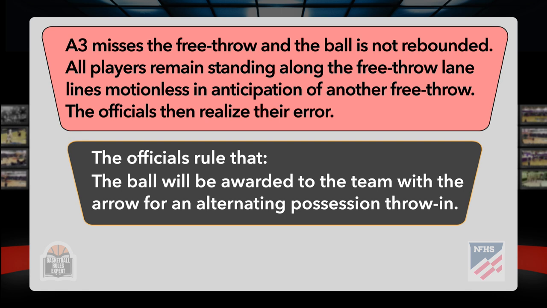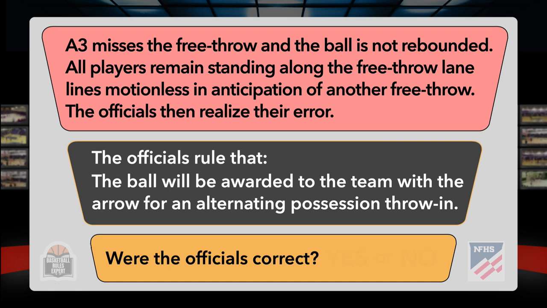So the game has stopped. There's no team control and no indication of who should get the ball. So as a result, we will go to the alternating possession arrow for the resulting throw-in. The spot will be nearest to where the try ended. So it'll be an end line throw-in for the team with the arrow. So, back in our original scenario, the officials ruled that the ball will be awarded to the team with the arrow for an alternating possession throw-in. Were the officials correct? In this instance, yes. Yes, they were.